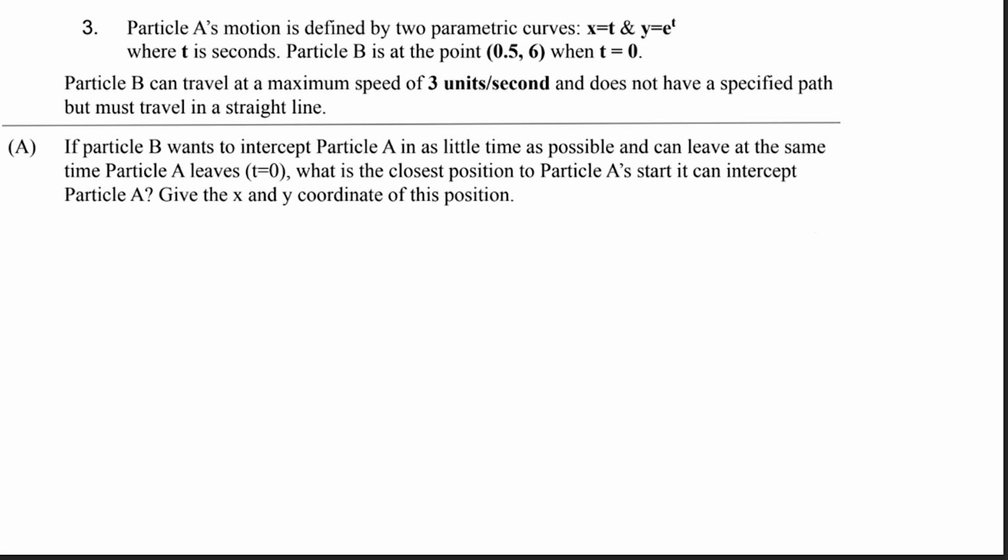So the question is, if particle B wants to intercept particle A in as little time as possible and can leave at the same time particle A leaves, t equals 0, what is the closest position to particle A's start that particle B can intercept particle A? Give the x and y coordinate of this position.